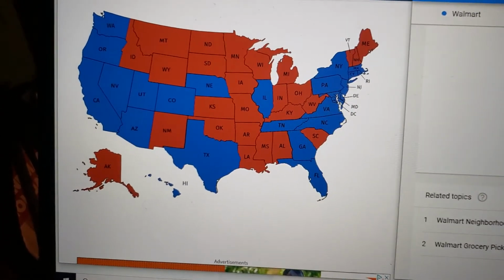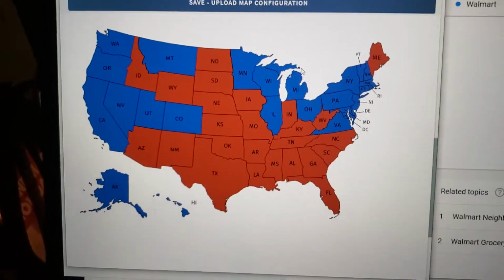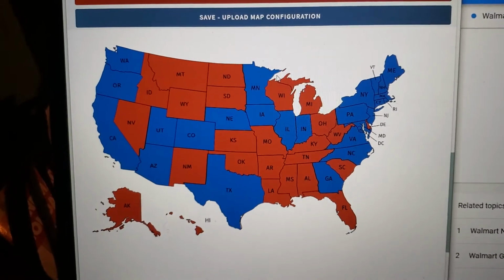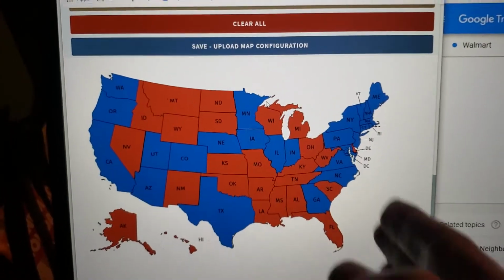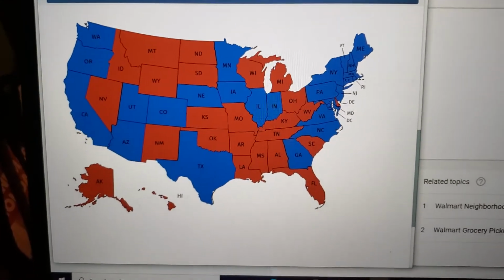Then I did the same thing with Walmart, with the states more likely to look up Walmart in red and the states less likely in blue. Then I did the same thing with Salesforce, which is a kind of obscure tech company, and it's a bit weird. I colored the states more likely to look up Salesforce in blue, and you can see it kind of gets the coasts, and a couple states in the middle.